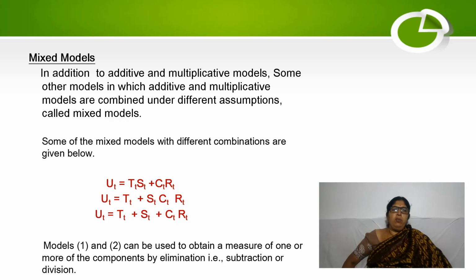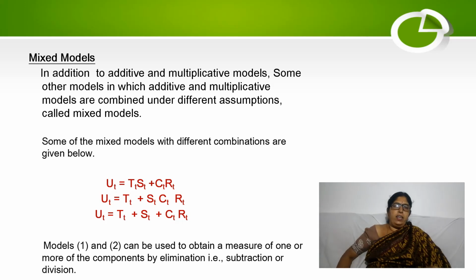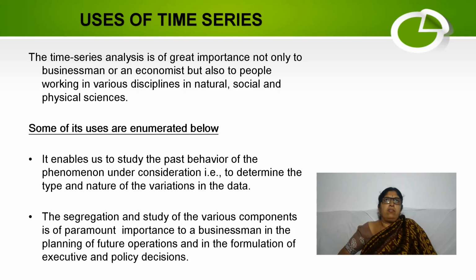Ut = Tt St + Ct × Rt. Ut = Tt + St × Ct × Rt. Ut = Tt + St + Ct × Rt. Models 1 and 2 can be used to obtain a measure of one or more of the components by elimination, that is subtraction or division.